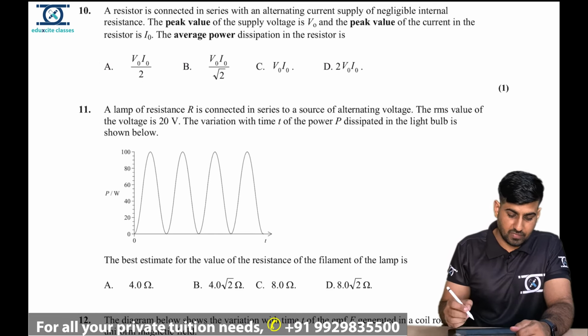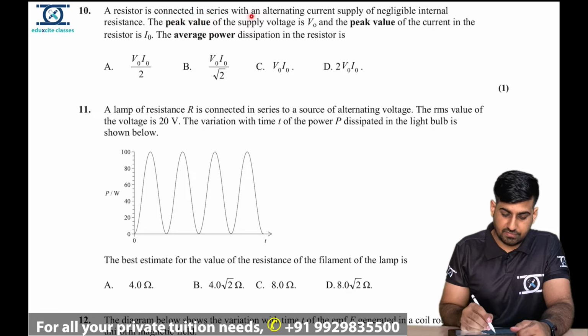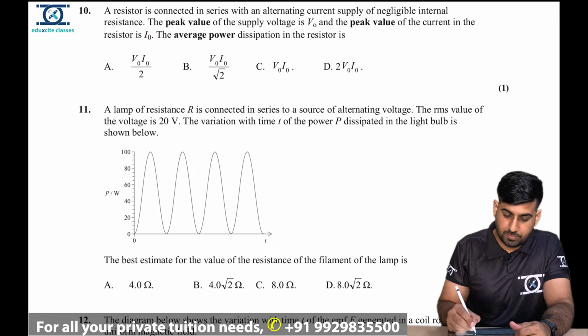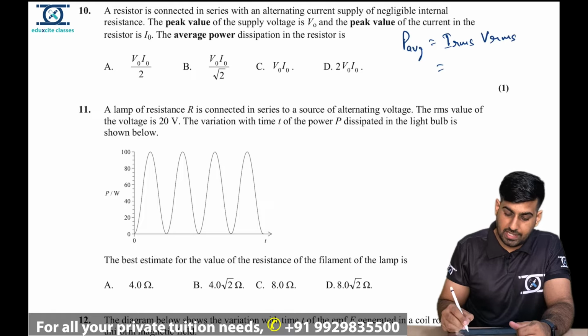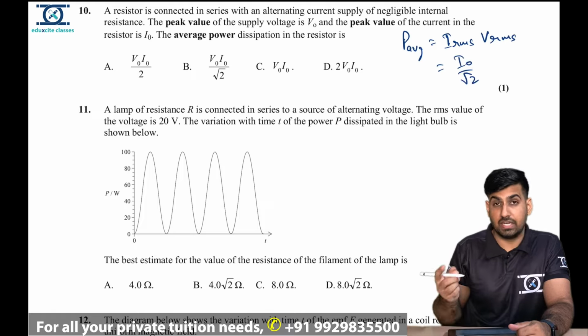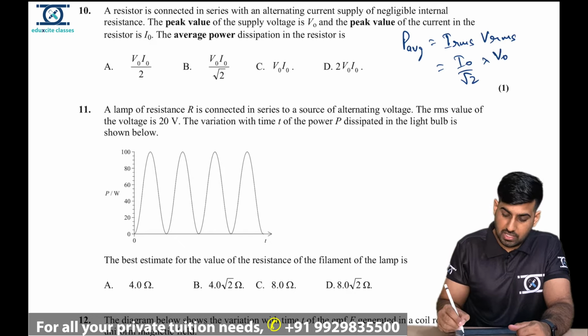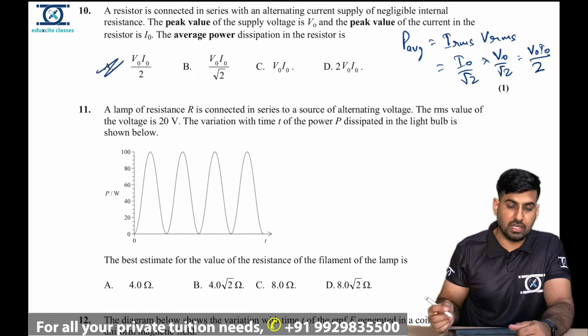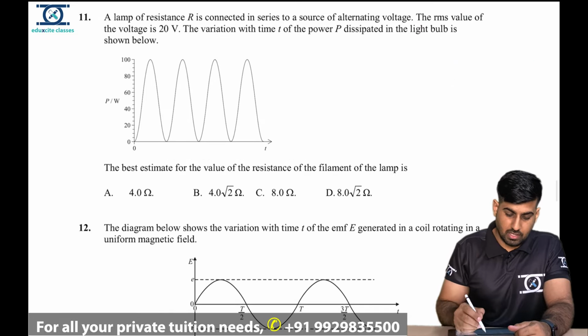Question number 10. A resistor is connected in series with an AC supply of negligible internal resistance. The peak value is V0 for the voltage and for the current it is I0. So the average power, P average, is what? IRMS into VRMS. Okay, and IRMS is I0 by root 2. The relation is given in your data booklet. VRMS is V0 by root 2. So this will be V0 I0, and root 2 into root 2 is 2. So option A is the right answer. Okay. Now question number 11.